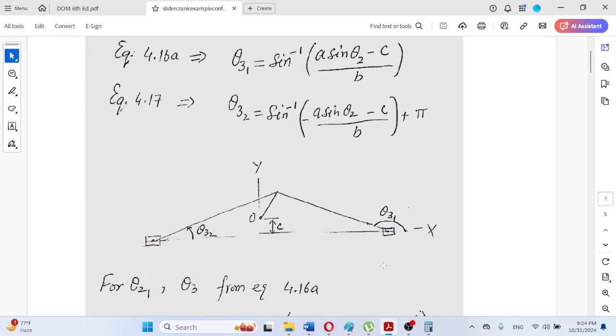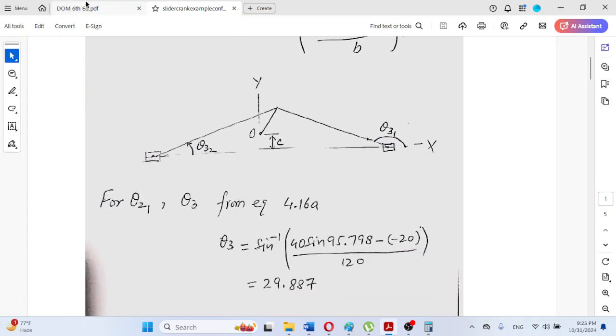So that means this angle is actually pi minus theta 3 1, which is equal to theta 3 2. But we can observe that theta 3 2 is measured along the negative x-axis in the anti-clockwise orientation, whereas theta 3 1 is measured from the positive x-axis in the anti-clockwise orientation. So actually we will be determining the correct location of the slider.